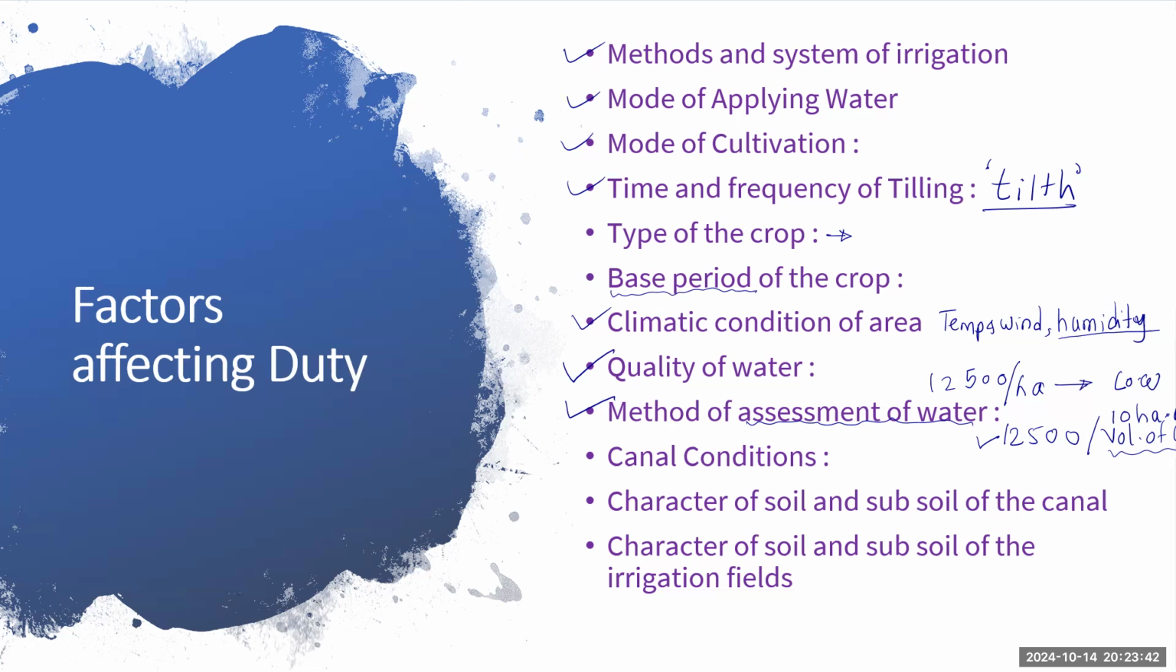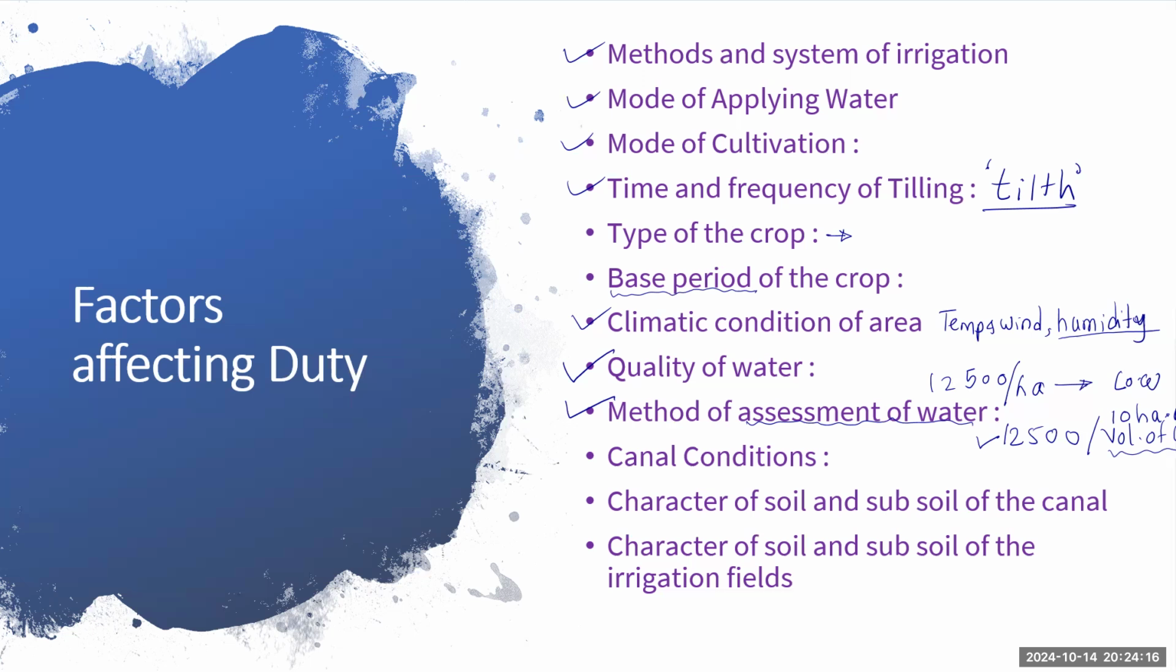The second factor is mode of applying water. So in previous lectures, we have discussed a number of methods of applying water to the ground. So we know that there is a furrow system. We know that there is a flood irrigation system. We know that there is a sprinkler irrigation system and subsurface irrigation system like the drip irrigation.